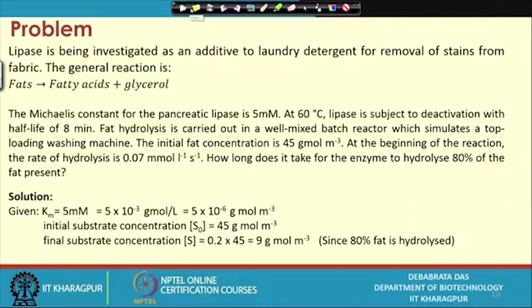So anyhow, the concentration is coming about 5 into 10 to the power minus 6 gram moles per cubic meter, and S0 is 45 gram mole per cubic meter. So 80% substrate is converted, so 20% is remaining. So 0.2 into 45, it is coming about 9 gram mole per cubic meter.